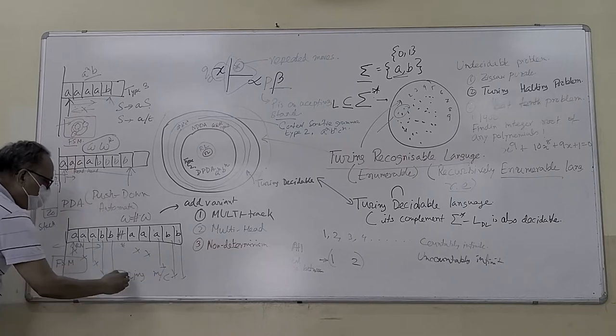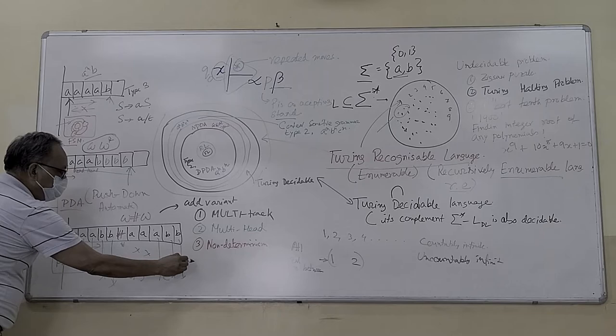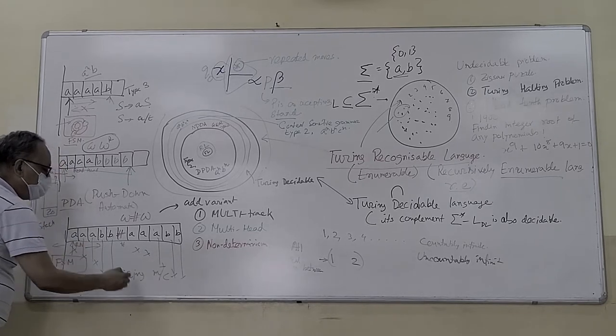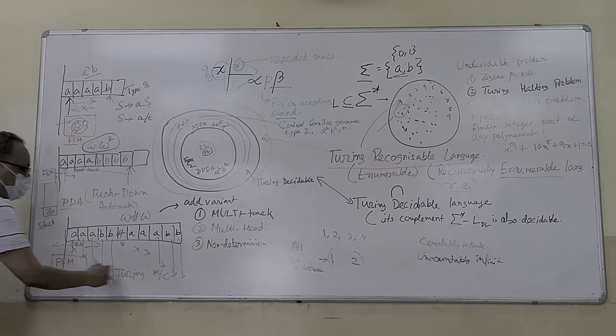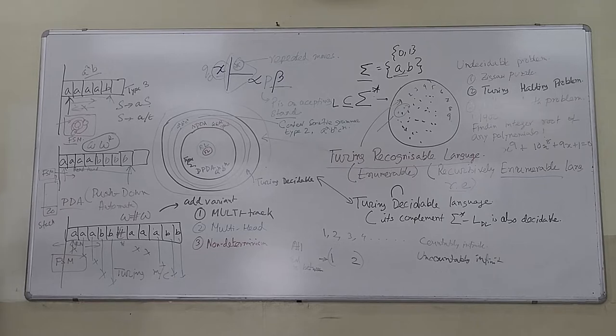Then we move again. If we get one more A and no matching B or A, then we will not accept. If all are crossed off, then we say accept. This is a simple Turing machine that you cannot do with a finite automaton.